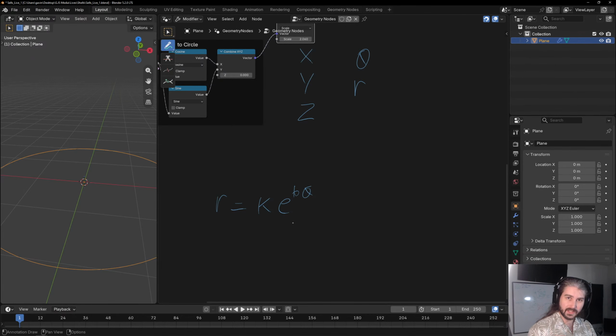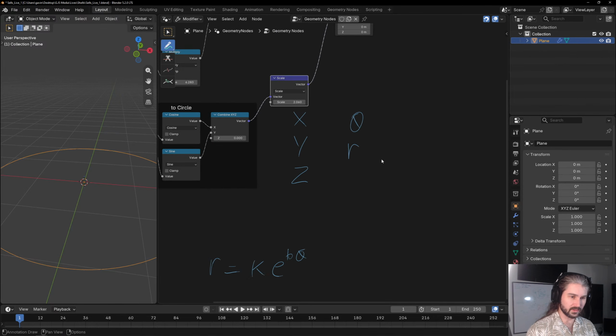But we're going to manipulate it just a little bit, because if we were to do it like that, we wouldn't have very good control of our spiral. In fact, we could do that very quickly by getting rid of the scale.